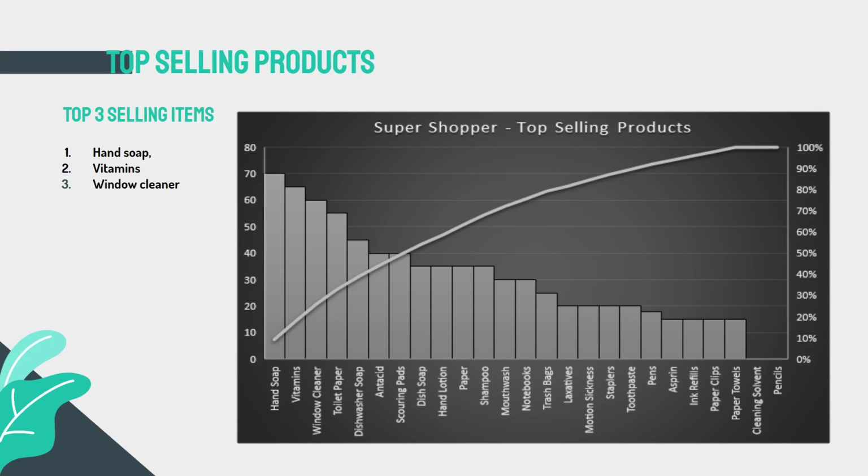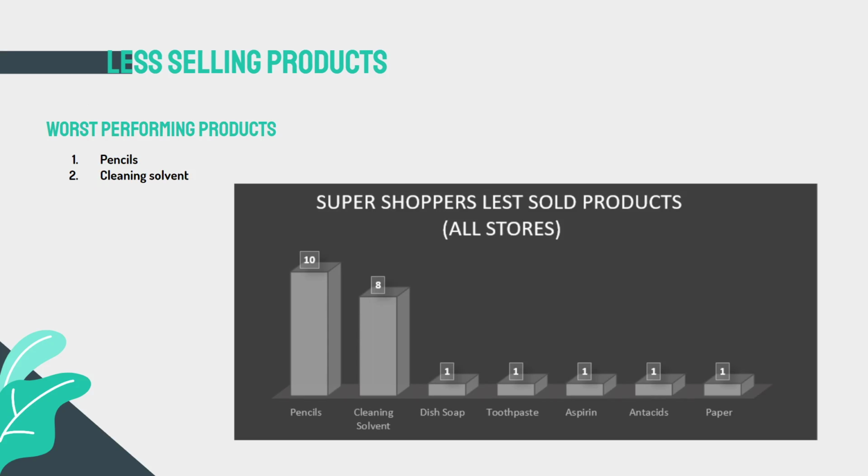Now, the top selling products I found through my analysis across all stores in comparison were hand soap, vitamins, and window cleaner. You can see here, this is top selling products in order through all 10 stores. Now, the worst performing products were pencils and cleaning solvent. Pencils have had 0 sales in 8 weeks, while cleaning solvents have only sold 5% of their inventory within that amount of time as well. So they are items that we're going to discuss in just a moment that are not performing too well.